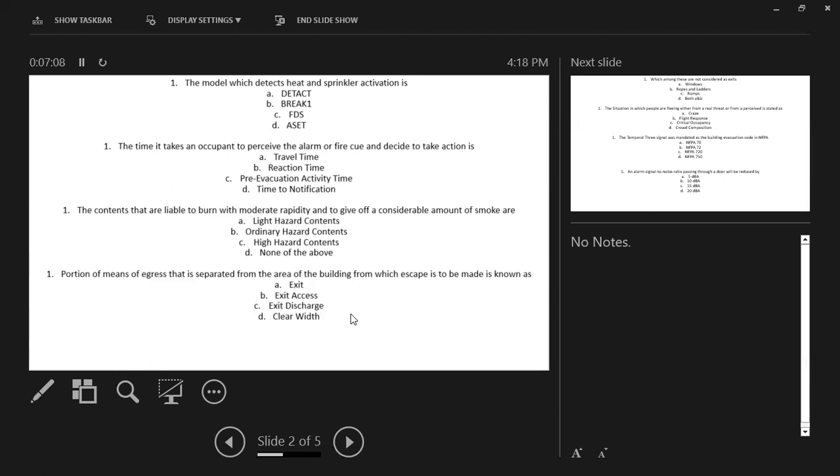Next question. The contents that are liable to burn with moderate rapidity and give off a considerable amount of smoke are, of the three hazards of contents: light, ordinary, and moderate. Exactly. Those that burn with moderate rapidity and give off a considerable amount of smoke are ordinary hazard contents. Light hazard, they have no self-propagating flame. Ordinary hazard, they burn with moderate rapidity. And high hazard, they burn with extreme rapidity.